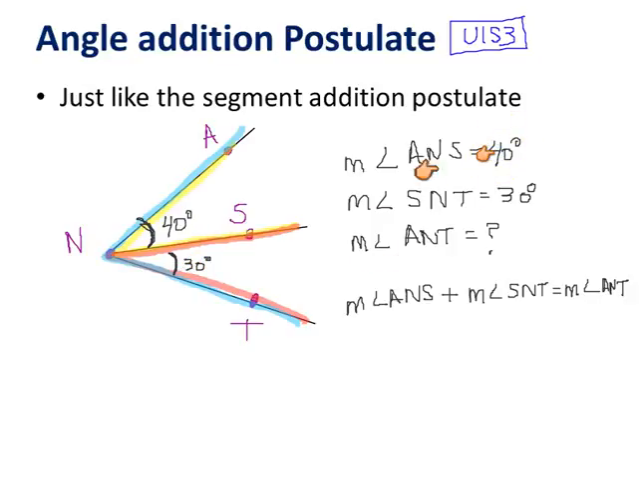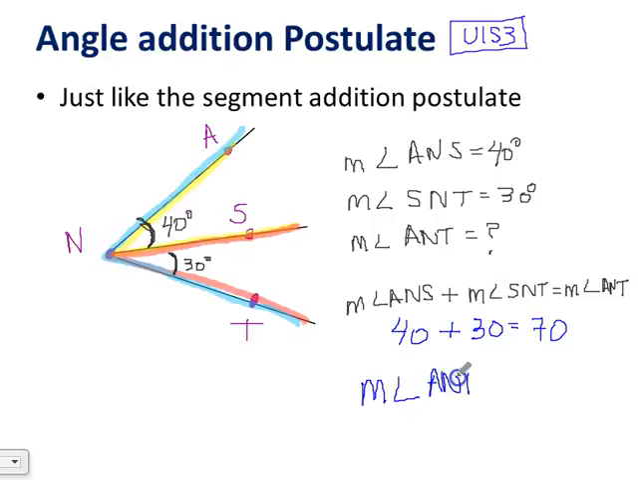So if we know that the measurement of ANS is 40 degrees, I'm just going to substitute in all of this information. So we know ANS, that measurement is 40 degrees. We know the other smaller angle, that SNT, is 30 degrees. So if we add those up, we would get 70 degrees. So the measurement of that larger angle ANT would be equal to 70 degrees. So again, what I did was I added up the two smaller angles, and that's going to equal the measurement of that bigger angle ANT.